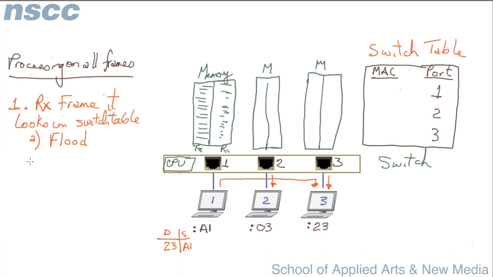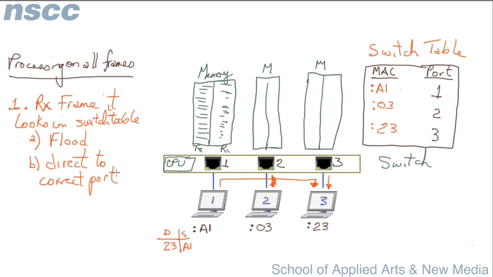If it does have an entry, so eventually the switch is going to learn what MAC addresses, what machines are actually tied to what port. If it does have an entry, then it simply sends that information directly to the right port. So you cut down on traffic, directly to the correct port.